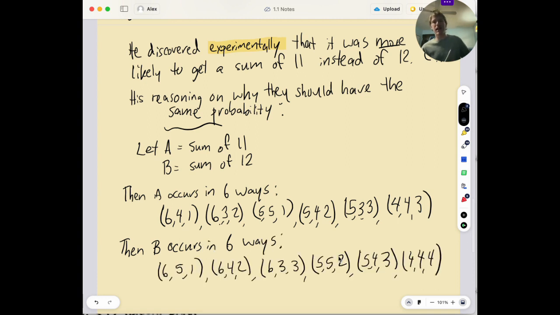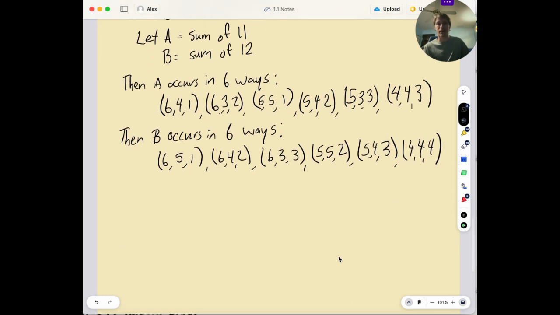So this is like the weakest form of a paradox in that he's just missing some information needed to make sense of this contradiction. It seems like a contradiction because he observed that it was more likely to get a sum of 11 instead of 12, but both getting a sum of 11 and 12 can occur in 6 ways, and here are the ways. So what's he missing?